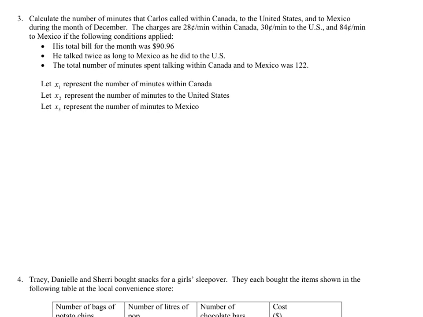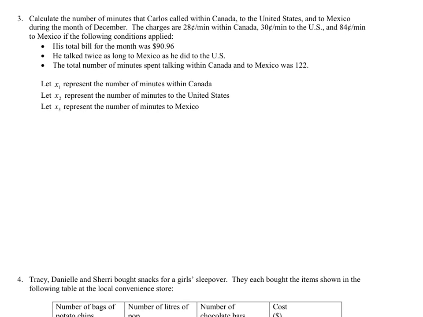Yeah, okay, well, Carlos called within Canada, to the United States, and to Mexico during the month of December. So you see how creative I can be with this. Instead of Brazil, I can go with Mexico. I can throw in a Caribbean country. The charges are 28 cents per minute within Canada, 30 cents per minute to the U.S., and 84 cents per minute to Mexico. If the following conditions are applied, his total bill for the month was $90.96. He talked twice as long to Mexico as he did to the U.S. And the total number of minutes spent talking with Canada and Mexico was 122.